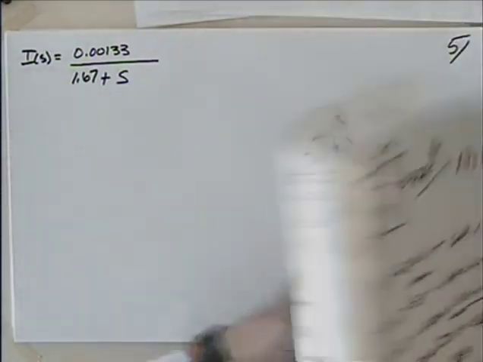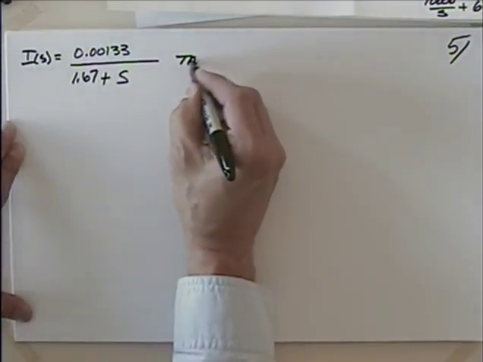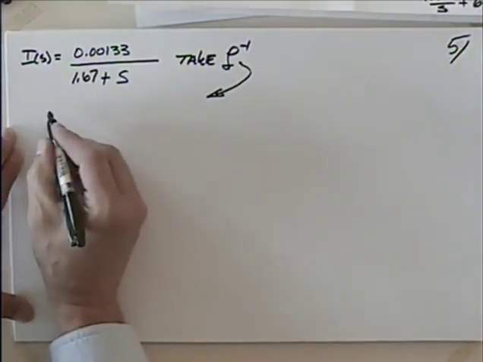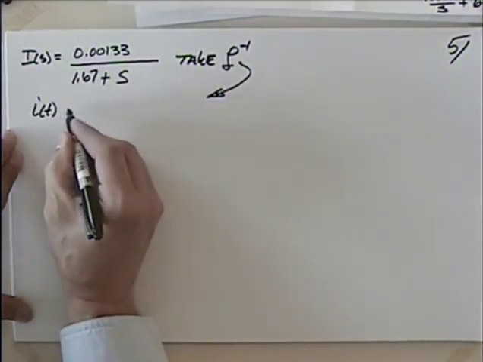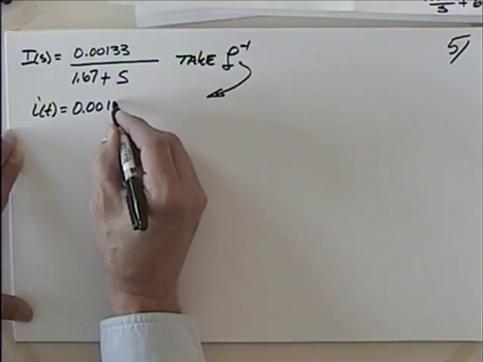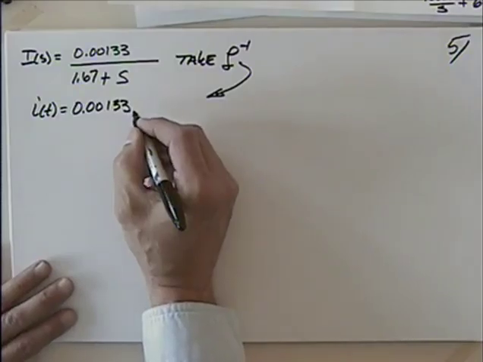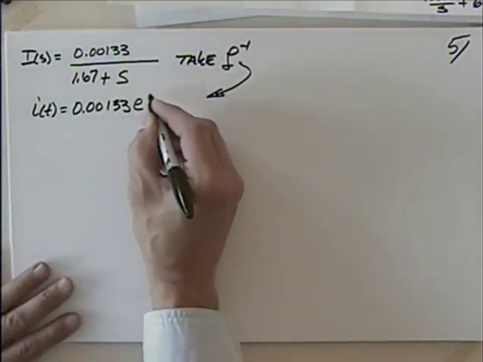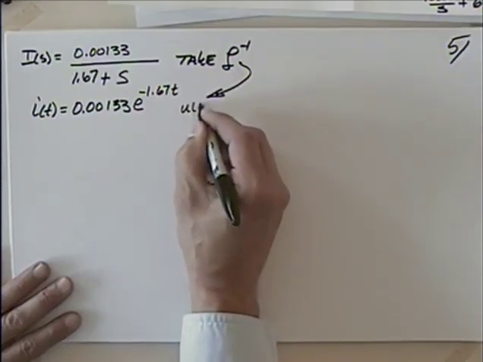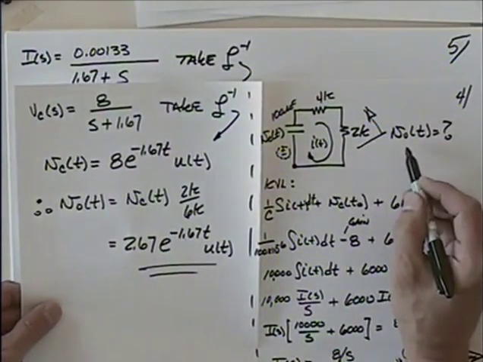So with that, then, I will take the inverse Laplace transform. Taking the inverse Laplace transform, I come up with I in the t domain is equal to 0.00133. You could probably get a little bigger number if you use milliamps, but I'll stick with the base unit of amps and leave it like that for a while. e to the minus 1.67 t, and then I have that u of t, right? And that's not what I'm looking for. I'm really looking for v naught.